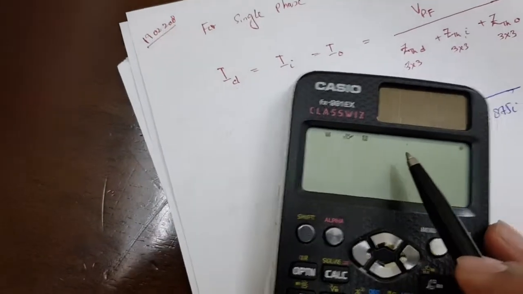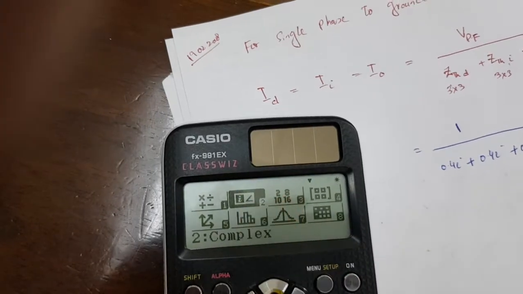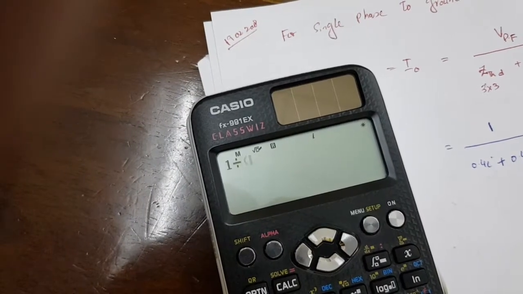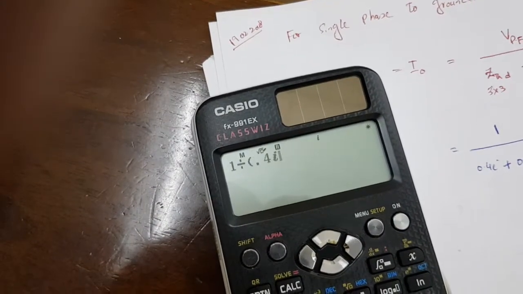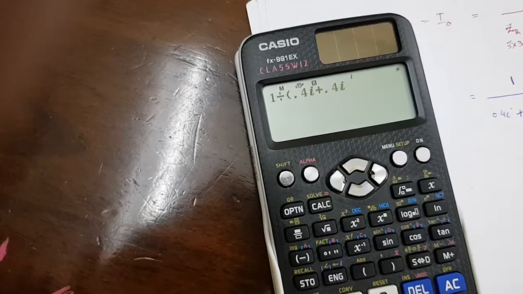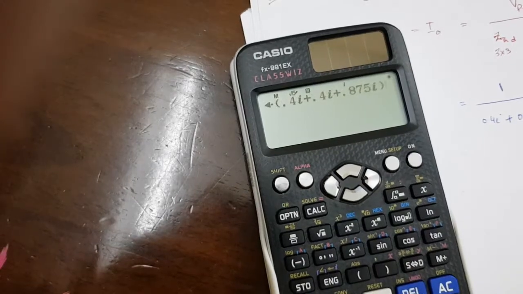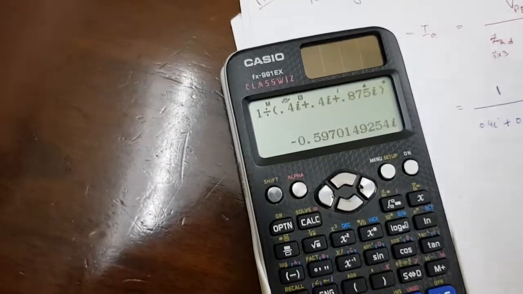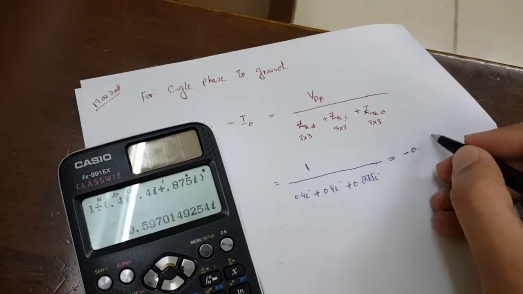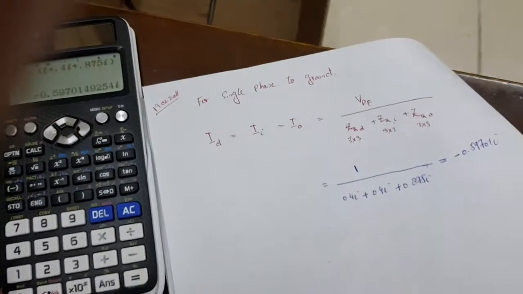Now by using the calculator you have to take care that it must be on complex mode, for example, complex mode number 2. Okay, 1 divided by bracket start 0.4 iota plus 0.4 iota bracket close. So it is like minus 0.5970 iota. So this is our first portion.